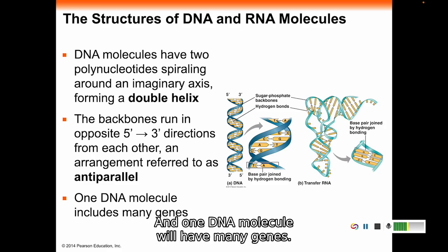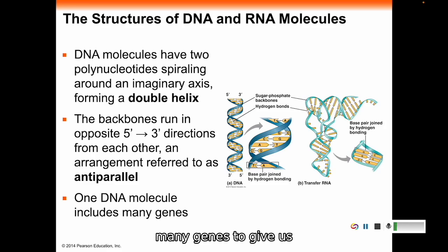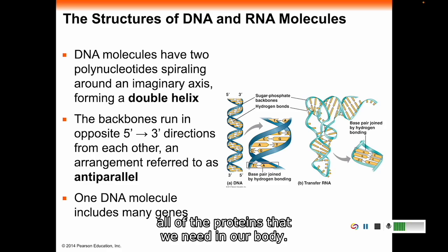And one DNA molecule will have many genes. So we have 23 pairs of chromosomes, but each of those chromosomes has many, many genes to give us all of the proteins that we need in our body.